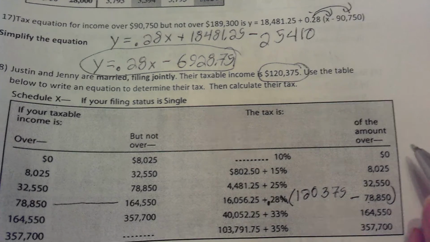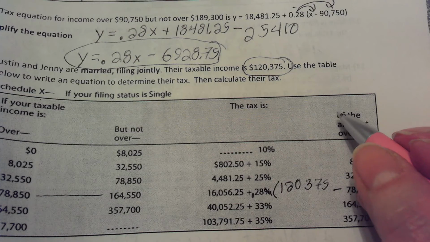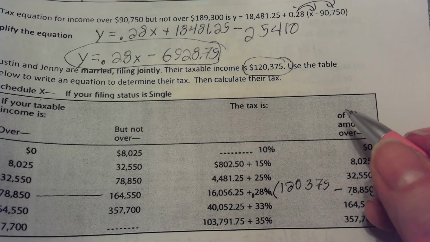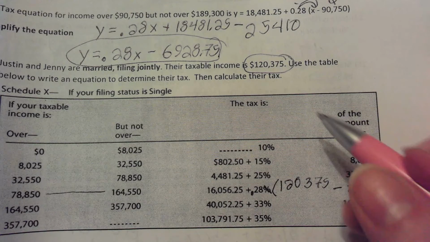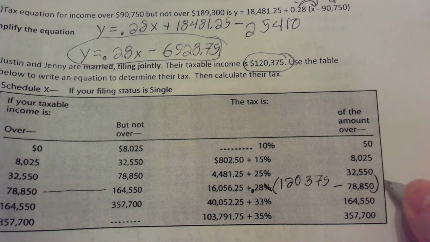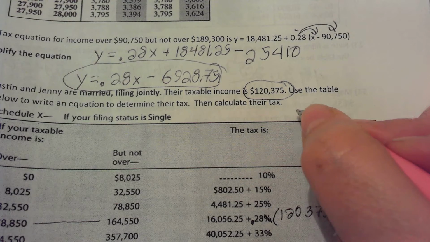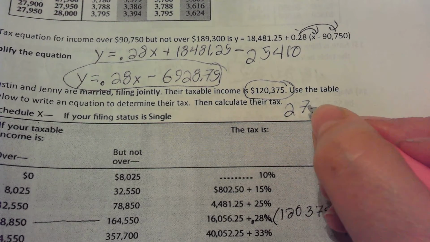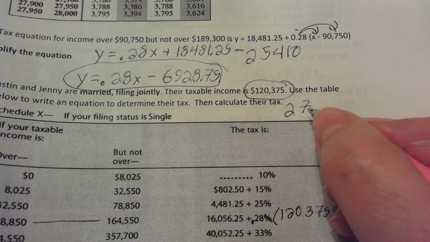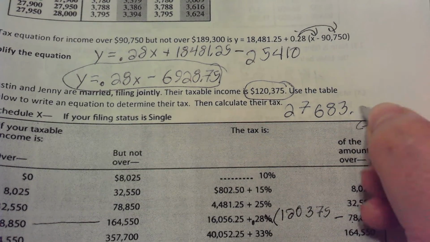Okay, so now we get how much they would owe in taxes. So they would owe, just going to round it up there, $27,683.25.